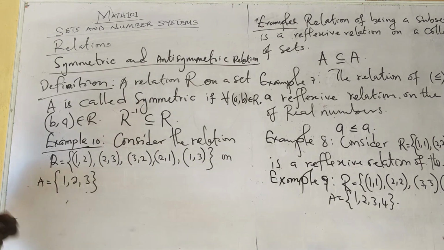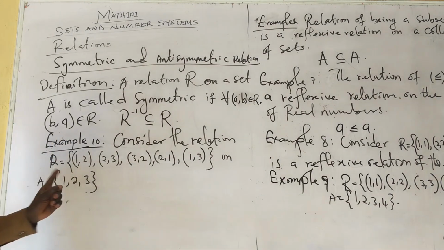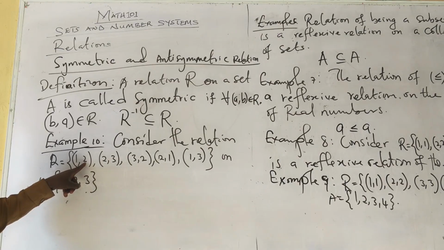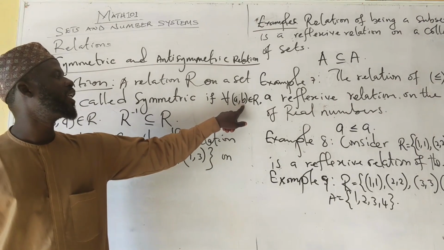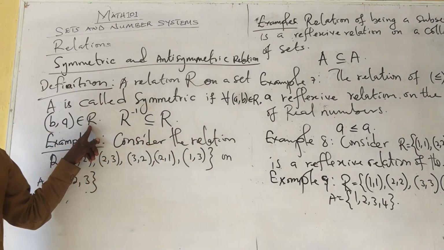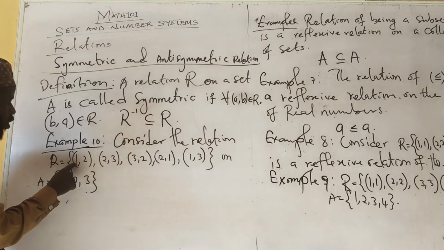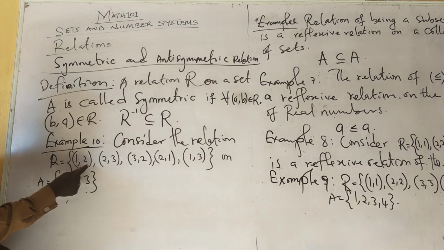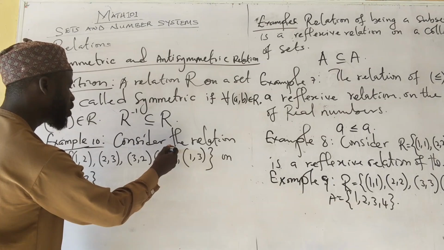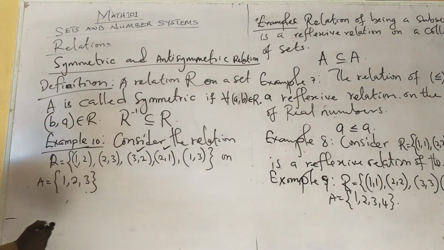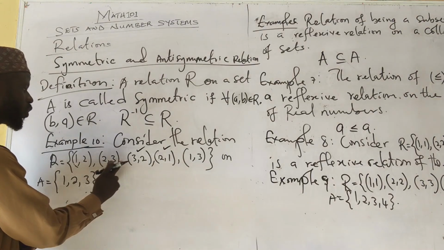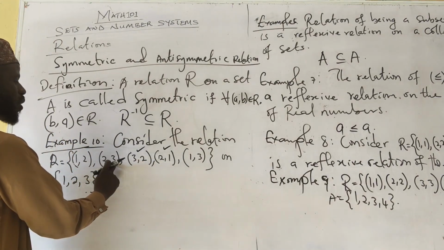So we want to check, is this relation R a symmetric relation? R will be symmetric if for all relations (a, b), (b, a) is in R. So (1, 2), do we have the reverse or the inverse? Do we have (2, 1)? Yes, we have (2, 1). (2, 3), do we have (3, 2)? We have (3, 2).